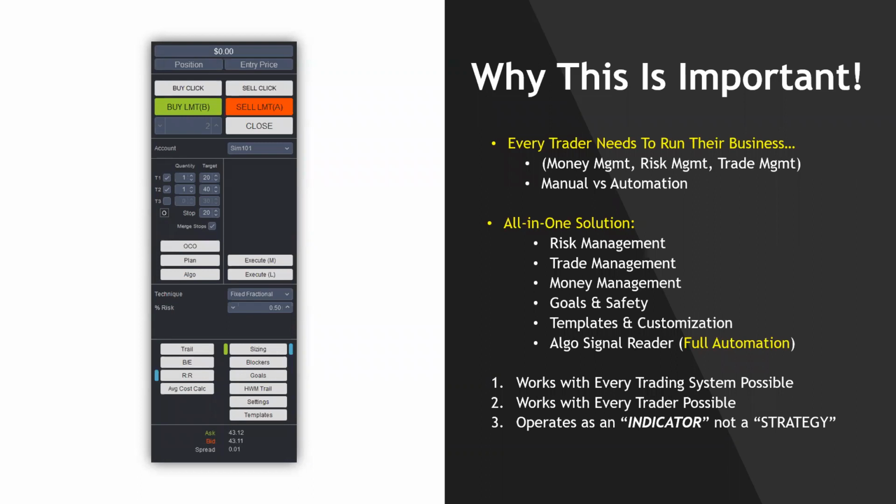Does that make sense, guys? Give me a yes that you understand that and why that would be important. Because without trade management, risk management, money management, and execution flexibility, it's impossible for us to run a business as a trader.